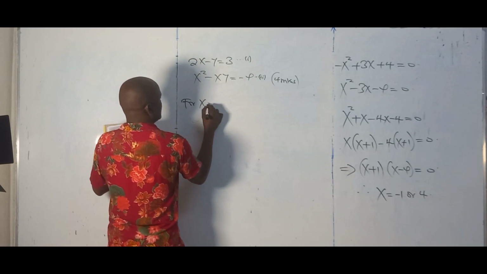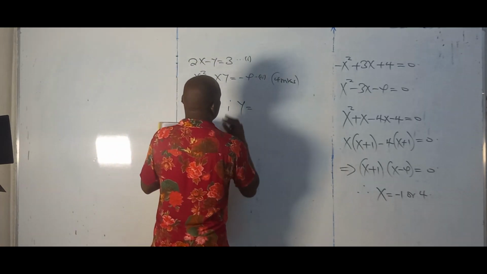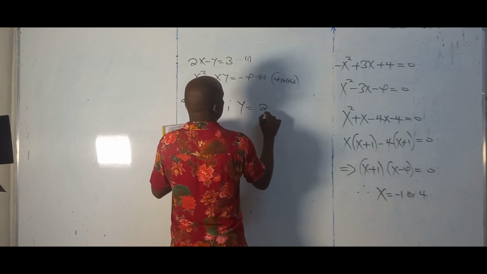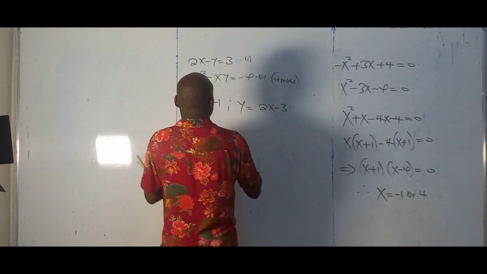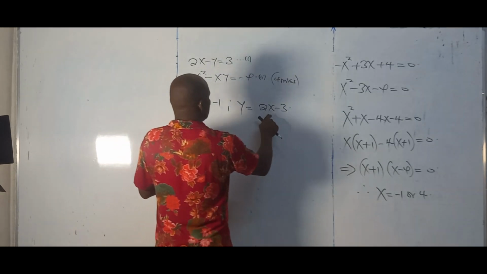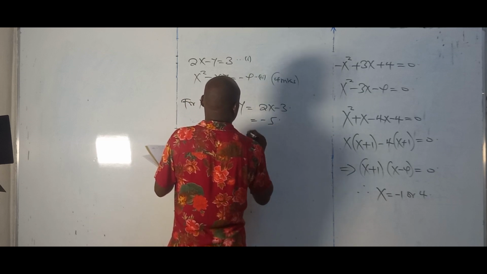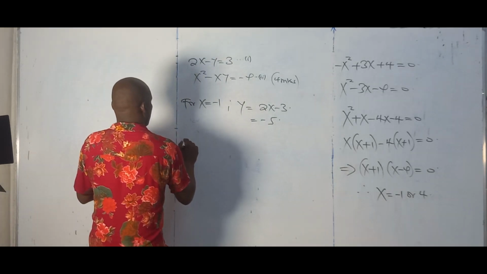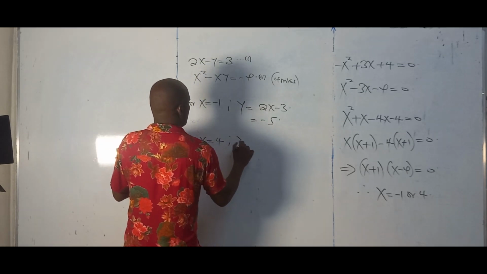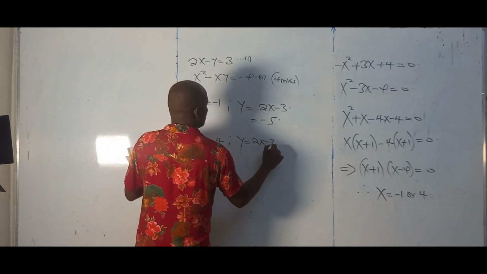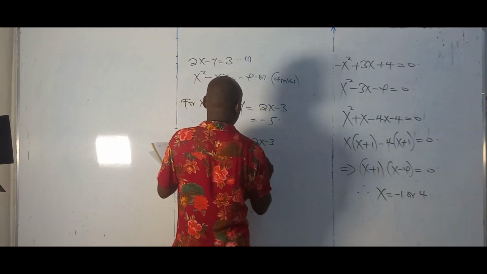For x is equal to -1, y will be, because we said y is 2x minus 3, so we substitute -1 here. So it will be -2 minus 3, which will be -5. Now for x is equal to 4, we have y is equal to 2x minus 3. Substituting 4 here, that's 8 minus 3, which is 5.